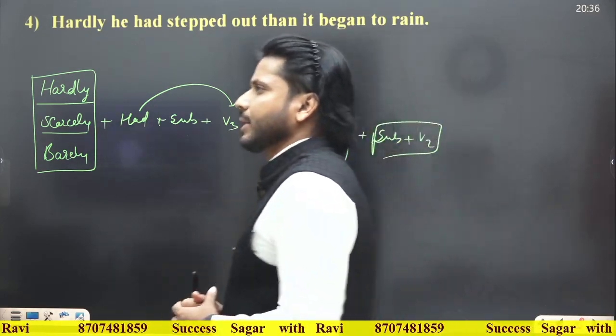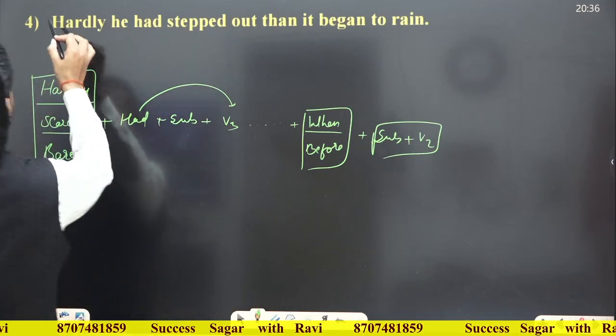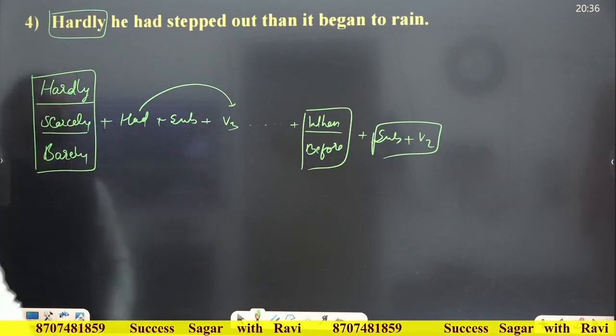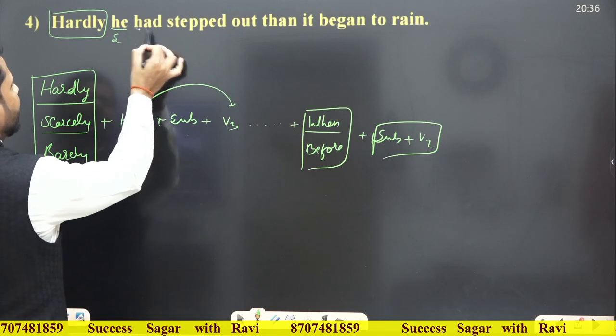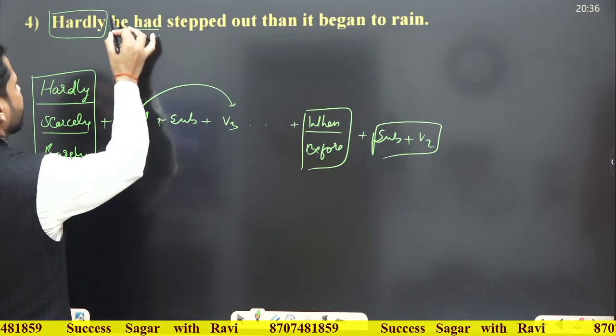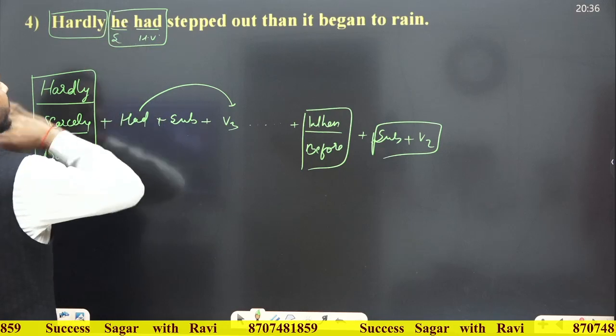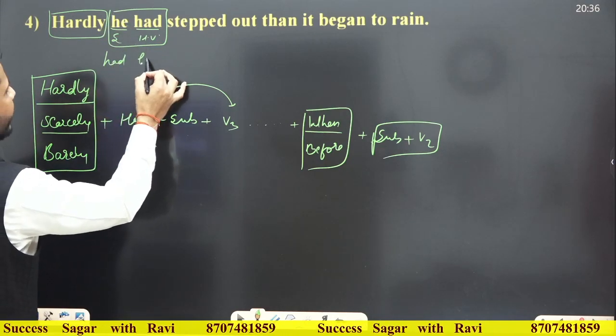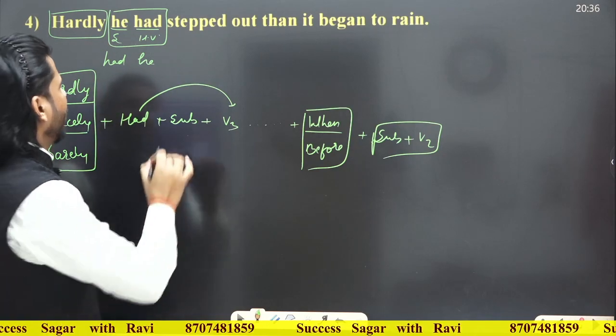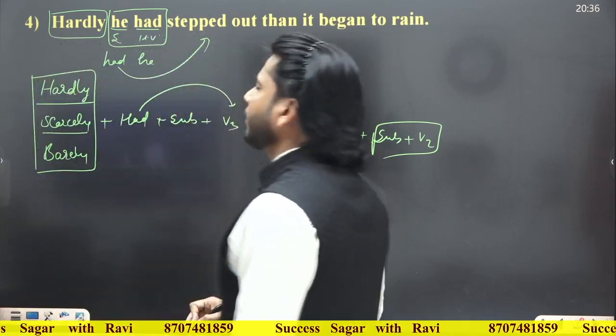So let us look at the sentence over here. Hardly is there. What about the structure? We have used the subject first and then the helping verb. This is the wrong structure, so we'll have to make a correction over here. The correct sentence should be hardly had he. What about the third form of the verb? The third form of the verb is given over here.